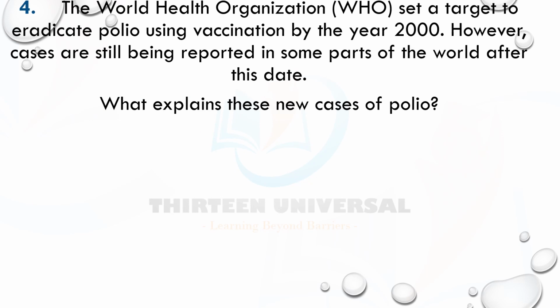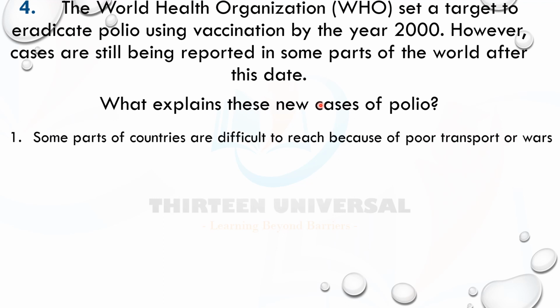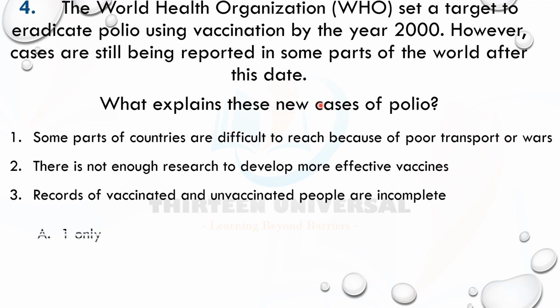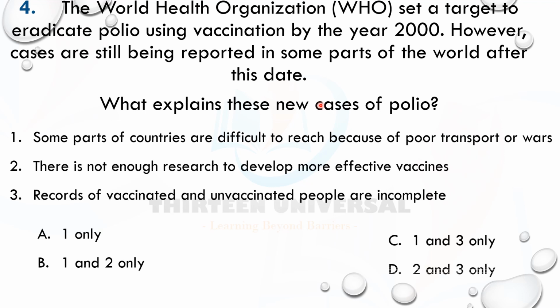That's the answer. The World Health Organization (WHO) sets a target to eradicate polio using vaccination by the year 2000. However, cases are still being reported in some parts of the world after this date. What explains these new cases of polio? Okay, so please, I want you to solve this question. Pause the video and solve this.